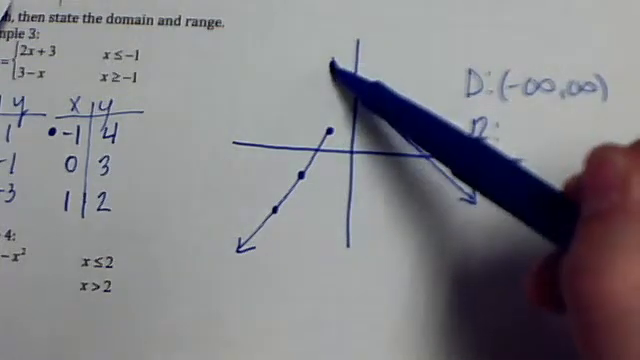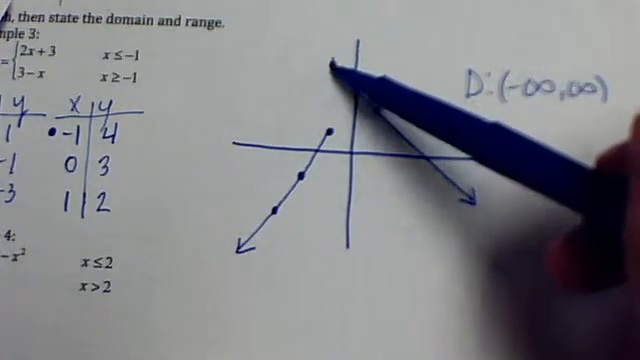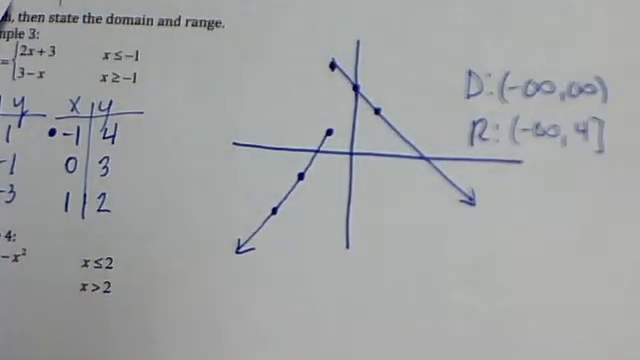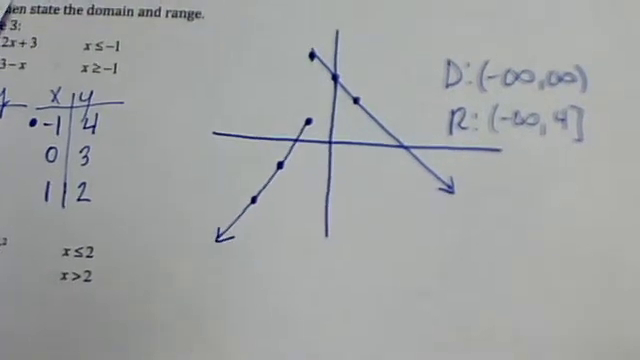There's no point higher on this graph. There are no arrows that keep going. So this highest value is 4, and it does include that, so it's going to be a bracket. Okay, so there's that.